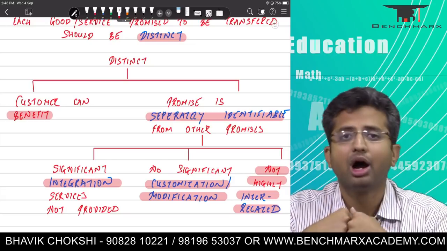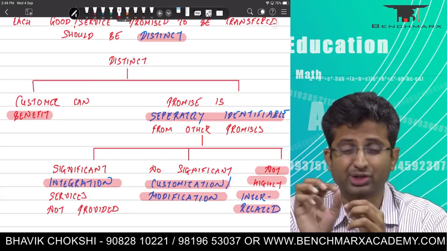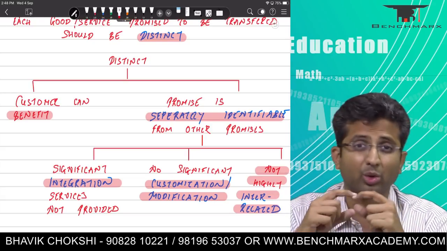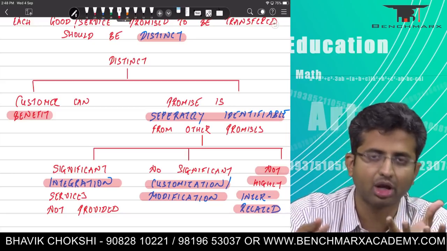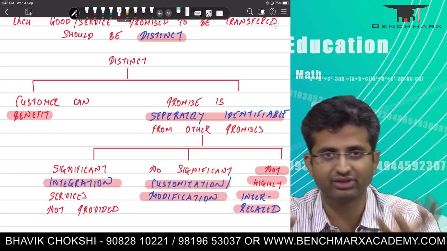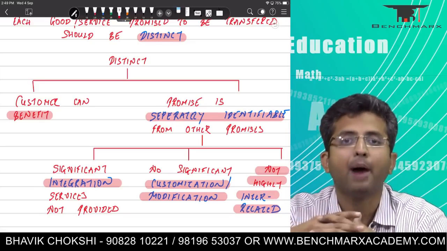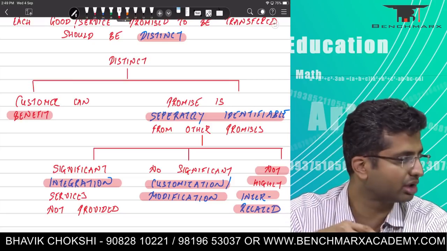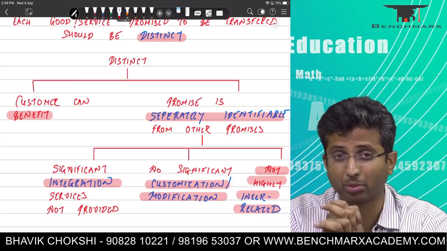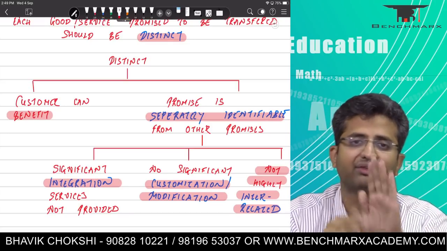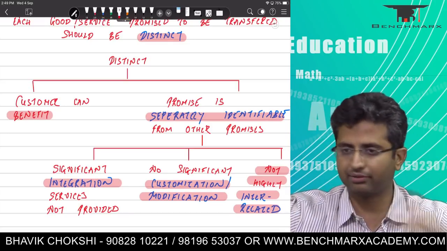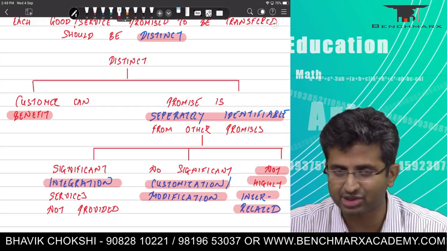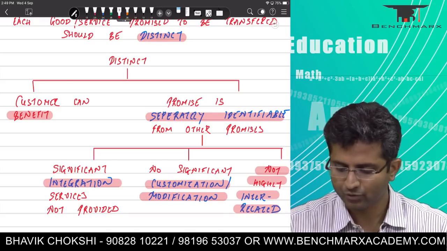For example, if you buy a SIM card which has a voice as well as data connection, and the company tells you that once you exhaust data, the excess amount of voice can also be used. If you exhaust voice, the excess amount of data can also be used, in which case both of them are highly interrelated. And as a result, they are not treated as separate performance obligations. But if your service provider says voice is separate, data is separate, you exhaust data, well, voice credit or balance cannot be used, then they are not highly interrelated. There might be some interconnection, but they are not highly interrelated.